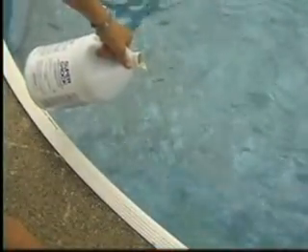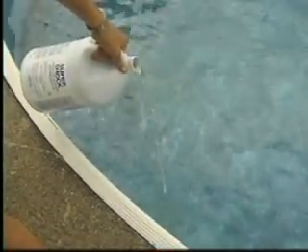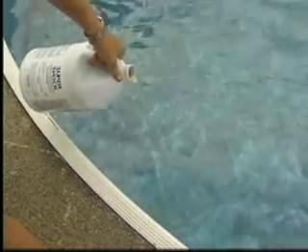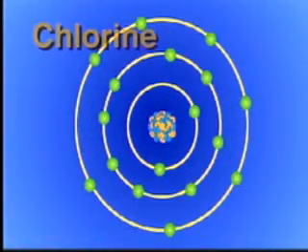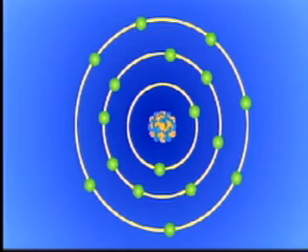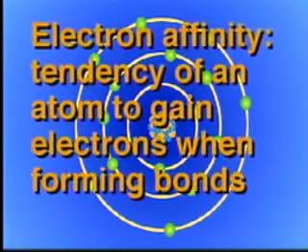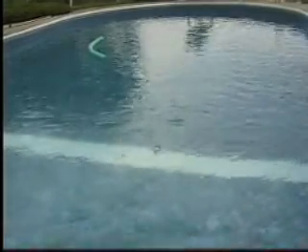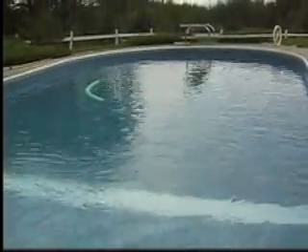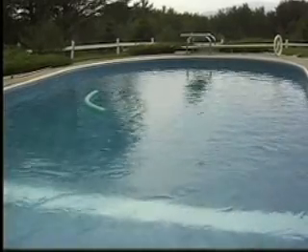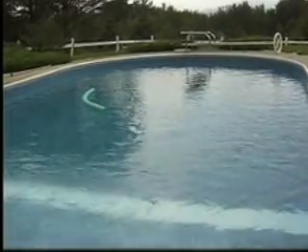Chlorine is often used to kill bacteria, as is the case with this chlorine being placed in a swimming pool. Chlorine has 7 valence electrons and easily gains electrons when forming ionic bonds. Electron affinity is the tendency of an atom to gain electrons when forming bonds. Atoms, such as chlorine, are said to have a high electron affinity because they attract electrons easily.